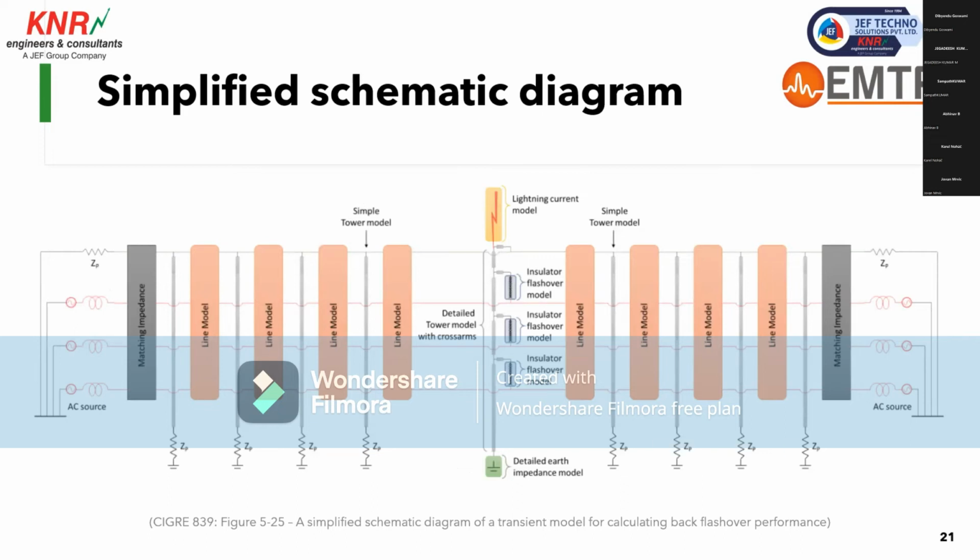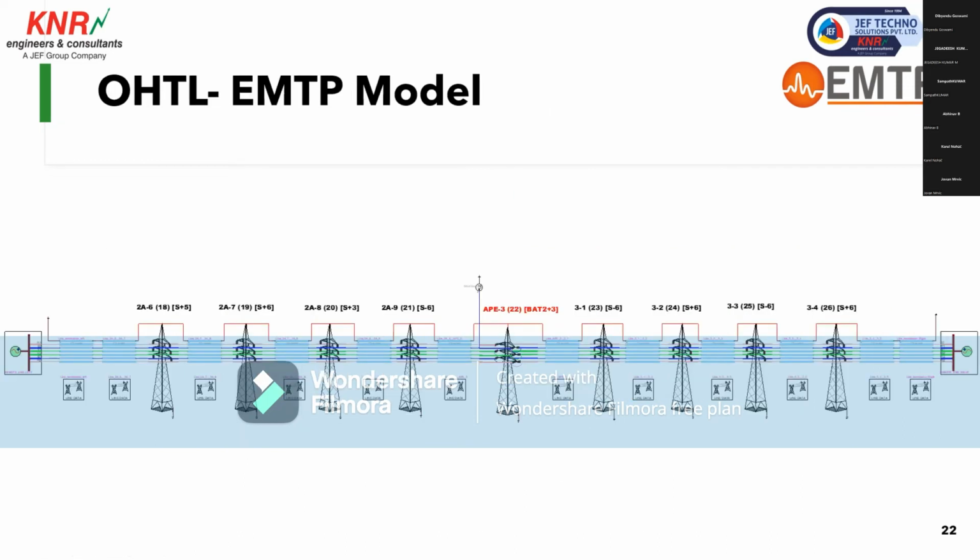The first tower, where we take the lightning, is modeled in detail with all cross arms and impedance, as a detailed tower model as per the CIGRE technical brochure 839. Each span is modeled as a frequency dependent span, given as the line model. And at the end we have the line termination matching impedance, which will be equal to the impedance of the previous span, in order to avoid reflections. So this is the EMTP model.